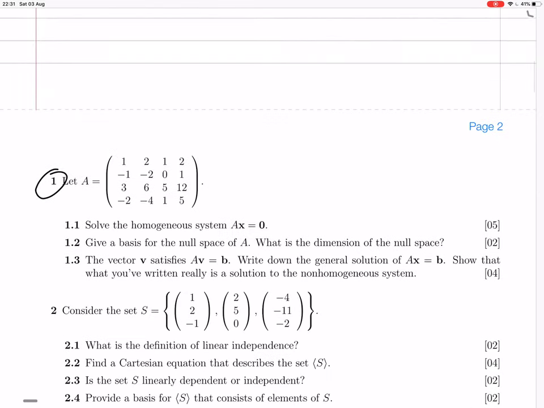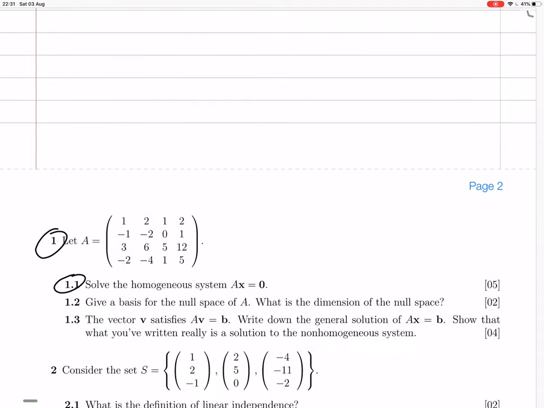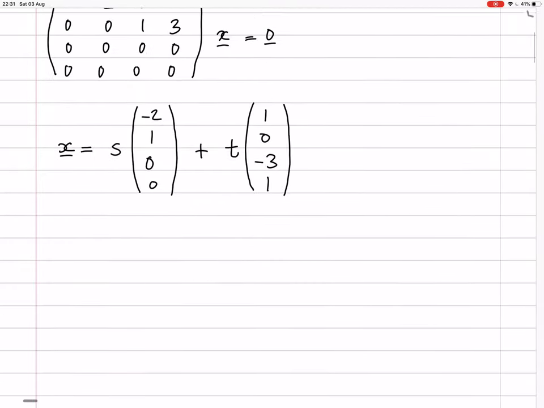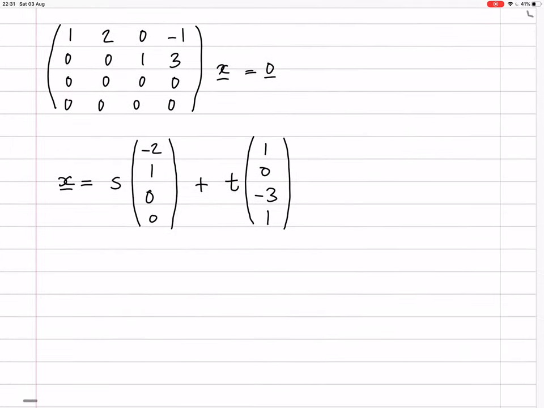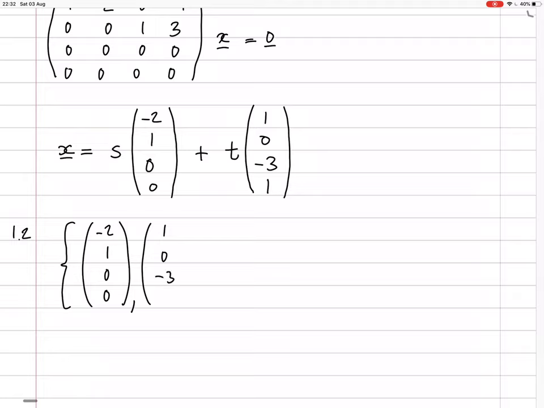Okay, now that's that one done. Now the next one is give a basis for the null space of A. And what is the dimension of the null space? So the basis will be those two vectors. This is 1.2, so the basis for the null space is going to be minus 2, 1, 0, 0, and 1, 0, minus 3, 1. And the dimension is going to be 2. So there's two vectors there.